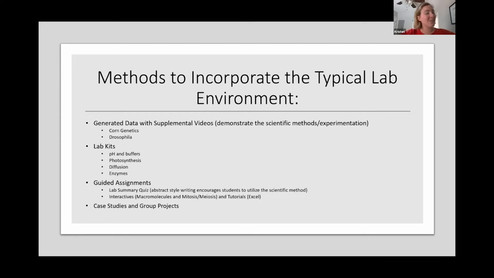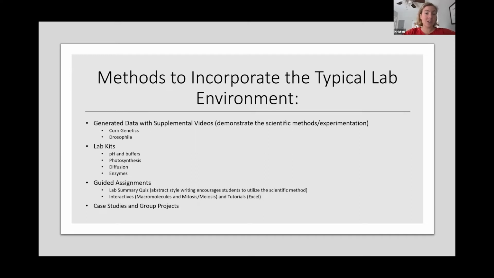Over the last year and a half with COVID, I've been really fortunate to have some time to devote to figuring this out and how to make the typical lab environment present in an online setting. And so I have listed here a couple of strategies that I have developed and used, and I'm really excited to share them with you. And hopefully, you can walk away from this session with a couple ideas of how you want to make your online lab environment more of a typical lab environment for your students.